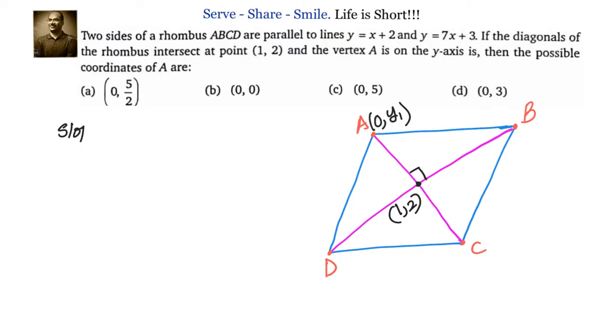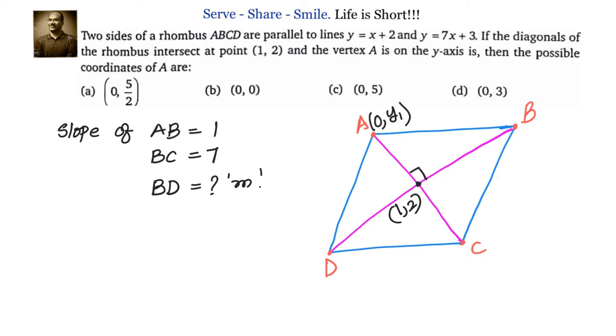So we have been given a rhombus ABCD and we have been told that AB and BC, two sides of the rhombus, are parallel to the lines y equals x plus 2 and y equals 7x plus 3. That is giving us that the slope of AB is 1 and the slope of BC is 7.